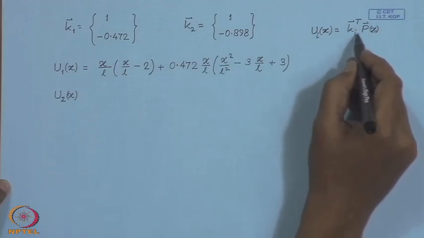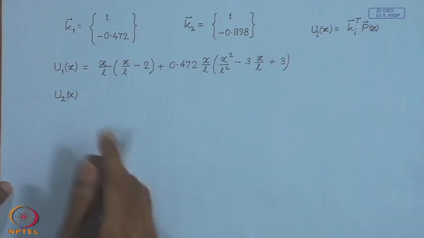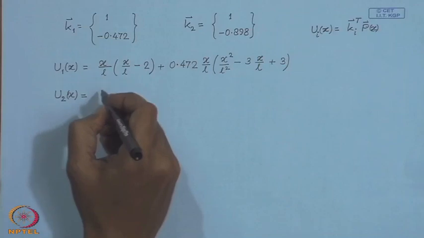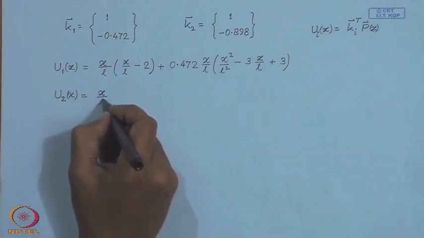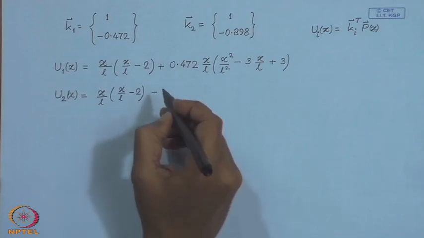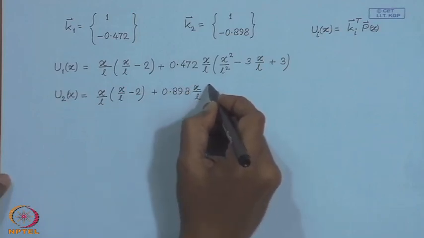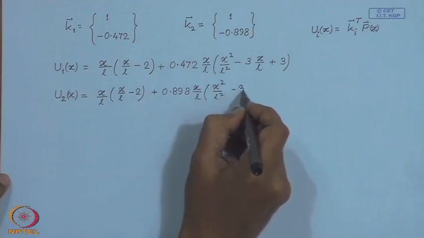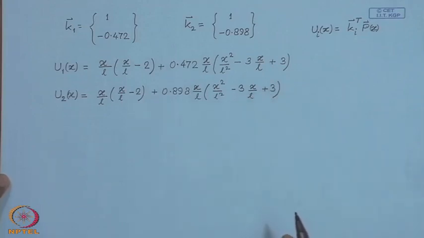So, for the first eigenfunction, you use the first eigenvector in this vector product. Similarly, for the second eigenfunction, use the second eigenvector in this vector product. So, these are the two eigenfunctions that are obtained from the Galerkin method.